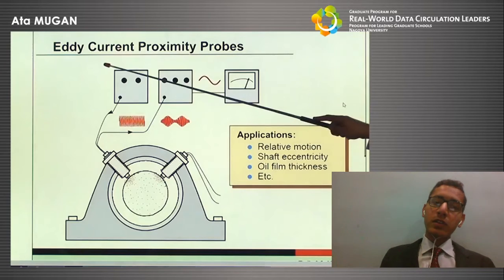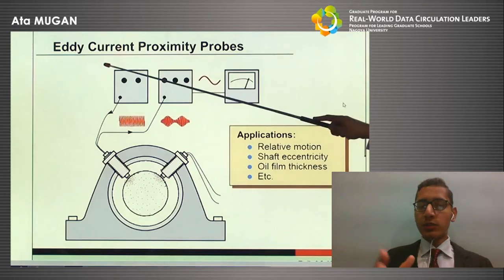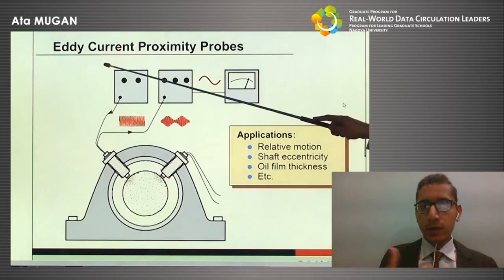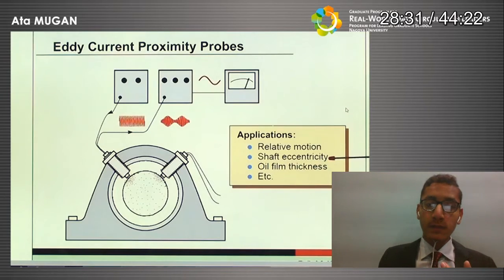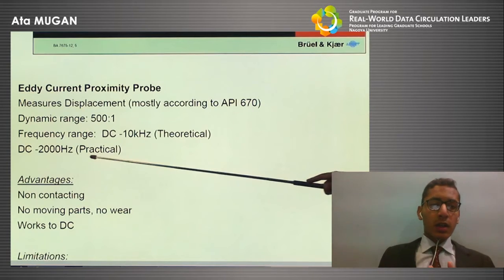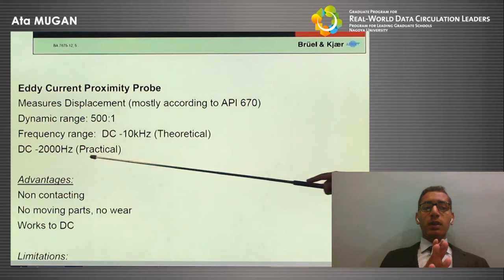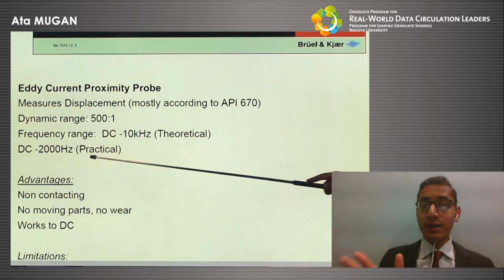Nowadays we have eddy current proximity probes that measure the change in resistance while not even being in contact with our required machinery. Its applications involve relative motion, shaft eccentricity, oil film thickness, etc. Now, the eddy current proximity probe measures displacement mostly according to API 670. Its dynamic range is given, frequency range is given, and we have its advantages that it's non-contacting, no moving parts, there is no wear, and it works down to direct current.